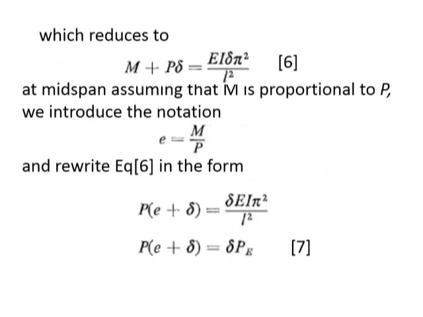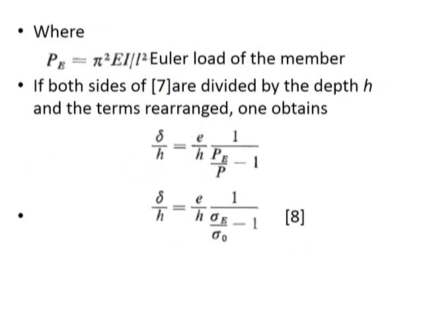Assuming that M is proportional to P, we introduce the notation e is equal to M by P, and rewrite equation 6, and we get e times (e plus delta) is equal to delta Pe, where Pe is equal to pi squared EI by L squared, which is the Euler's load of the member.